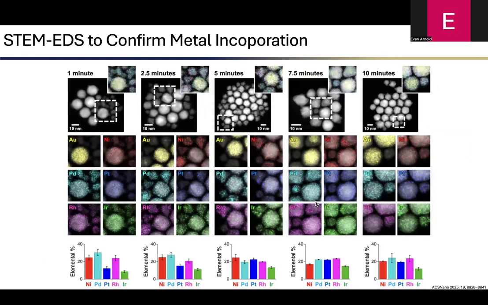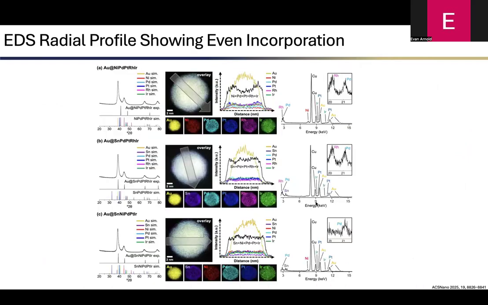These are some of the particles that they analyze, again, showing some EDS maps to confirm the incorporation and the time throughout the reaction to show the change in incorporation. And at the bottom, you'll see different graphs showing the elemental percent of each of the elements. You can also do something called a radial profile of nanoparticles using EDS. And this will tell you how incorporated all of the elements are throughout the 3D structure.